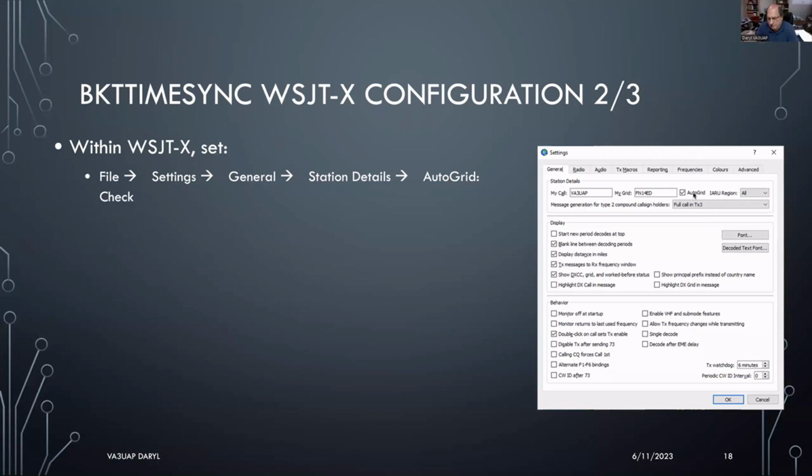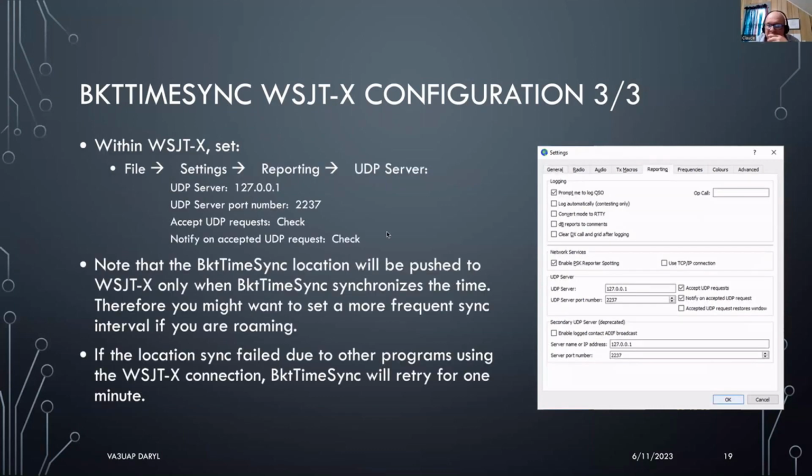So within WSJT-X, and the reason I say that is because we're using different programs here, so it just keeps you within the right program. You need to set a reporting tab. To get there, you go File, Settings, Reporting, and then we look for UDP Server. Down the page, we see the UDP Server block. The other stuff on the page doesn't matter. This matters for making this work.